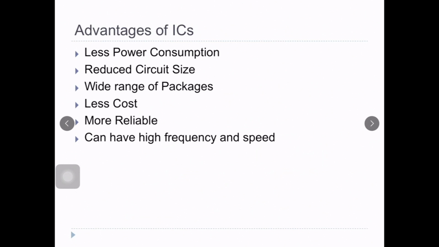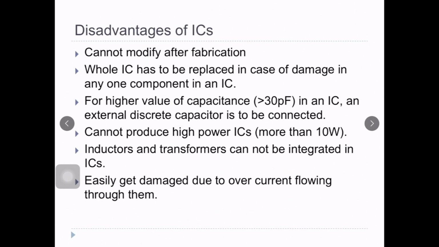But there are some disadvantages also, but the advantages are more as compared to the disadvantages. In integrated circuits, we cannot modify the circuit after fabrication, because the circuit is fabricated permanently on the silicon substrate, and the whole IC has to be replaced in case of any damage or fault. And if we want a very high capacitance value, more than 30 picofarad, we have to use an external discrete capacitor.